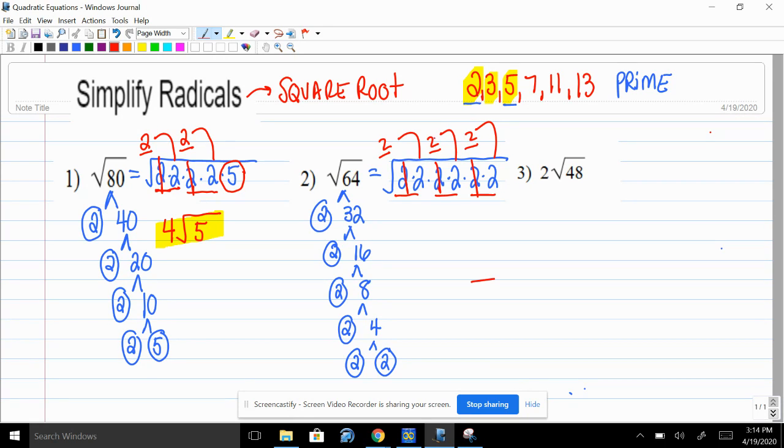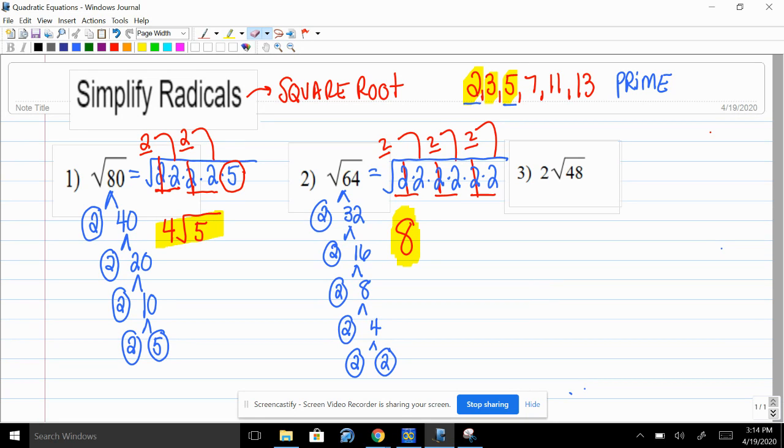Okay, a lot of people think this is 6. Be careful. 2 times 2 is 4. 4 times 2 is 8. Okay, now, since there was nothing left on the inside, there were no leftovers, I don't need the radical anymore because there's nothing in there anymore. So your final answer here is just an 8.